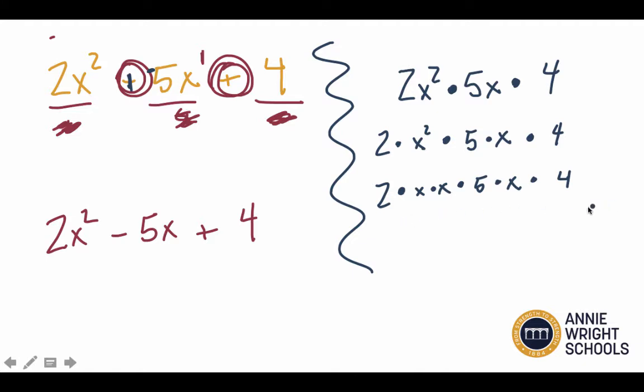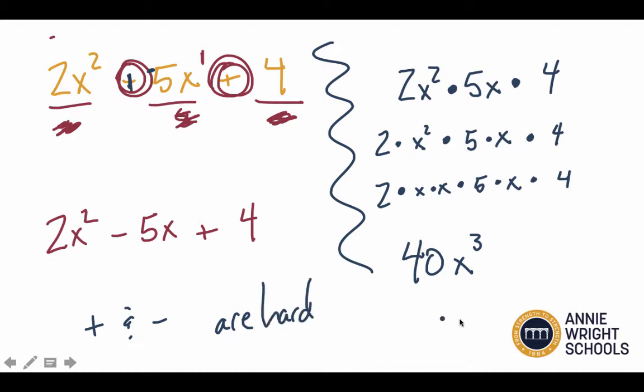And this is something we can simplify. We know 2 times 5 is 10, and we know 10 times 4 is 40. And we know if x times x is x squared, then we know x times x times x is x cubed. And so no wonder it's confusing seeing this, and one you can do and one you can't. Which is why I like to say a lot in high school math that adding and subtracting are hard. Multiplying and dividing are easy.